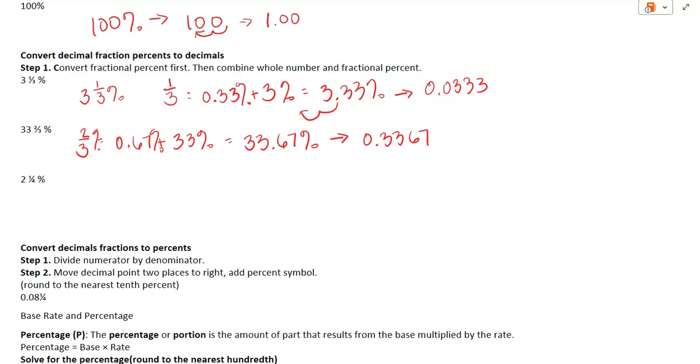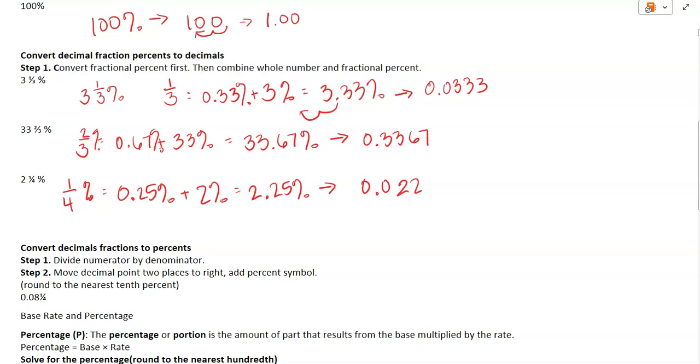For 2 1/4%, 1/4% is equivalent to 0.25%. I'll add that to the whole number 2, which gives 2.25%. Converting this into a decimal, that's going to give me 0.0225.